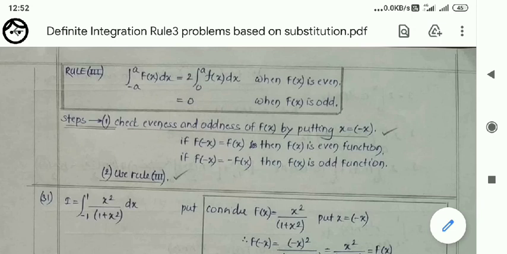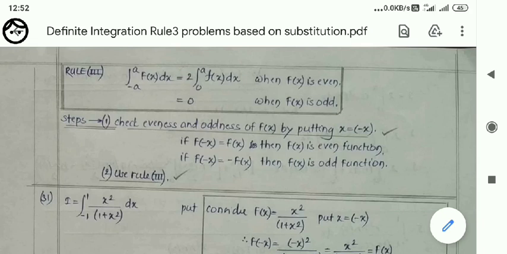Replace x by minus x, and if after replacing you get f of minus x as the original function f of x again, then it's an even function. And after putting minus x in place of x, if f of minus x comes out to be minus of the original function, minus f of x, then it is an odd function. If the function is odd, f of minus x is equal to minus f of x, then we will write the answer of this particular rule as directly 0.